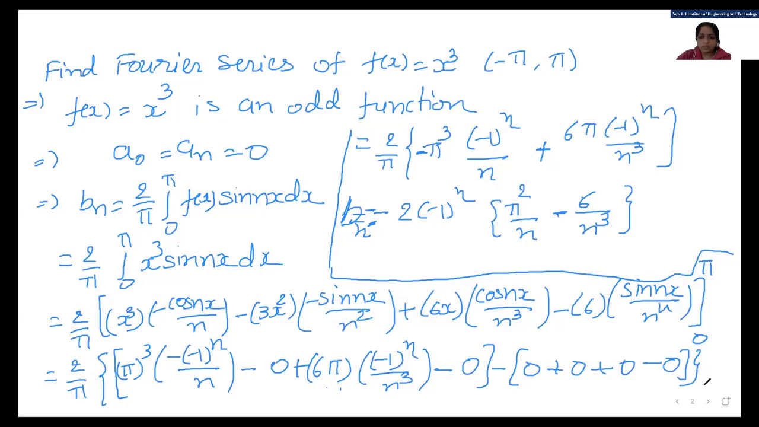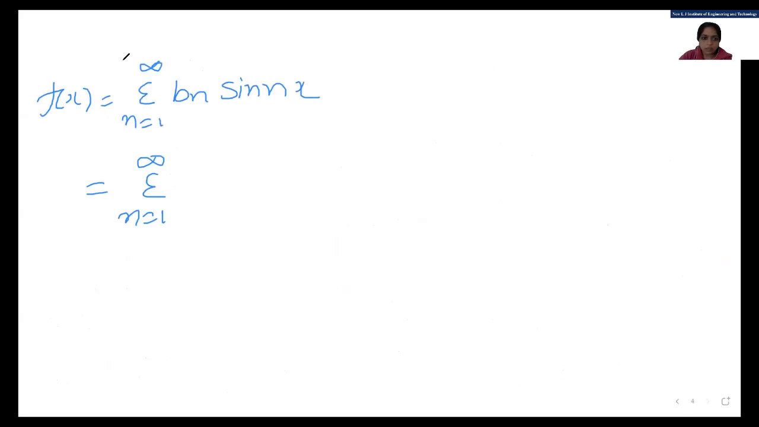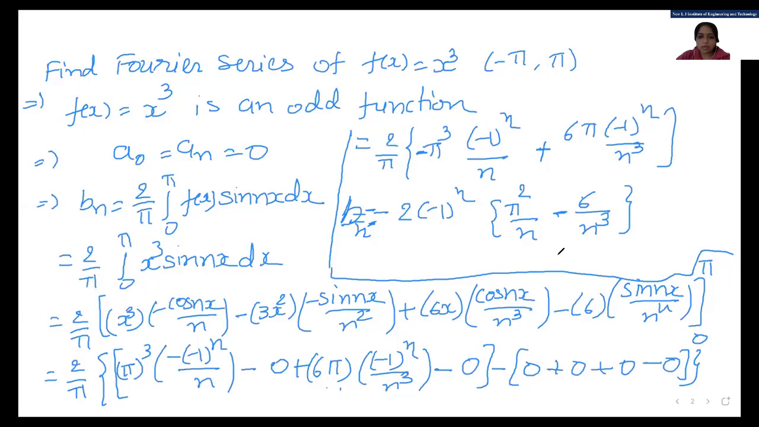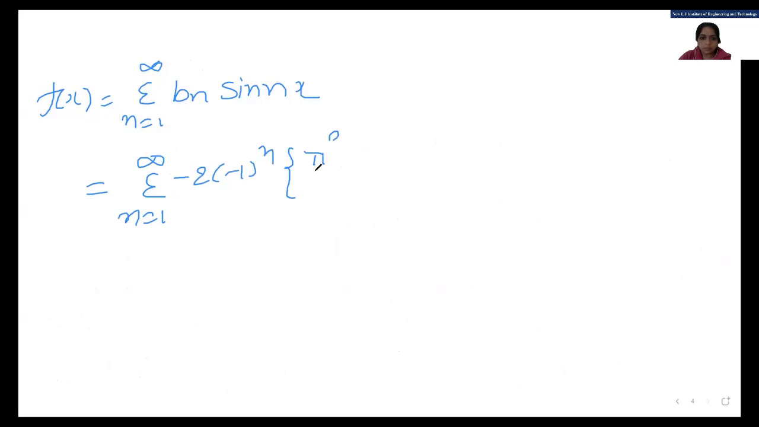So the answer is minus 2 minus 1 raised to n in the bracket. Minus 2, minus 2 minus 1 raised to n in the bracket. Our answer is pi square by n minus 6 upon n cube. Pi square by n minus 6 upon n cube. Okay. So this is the Fourier series for the given example, as our given function is odd here, right?